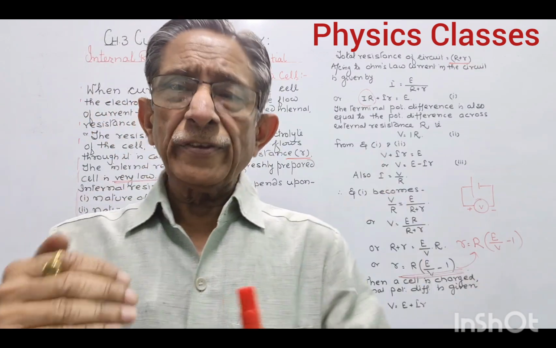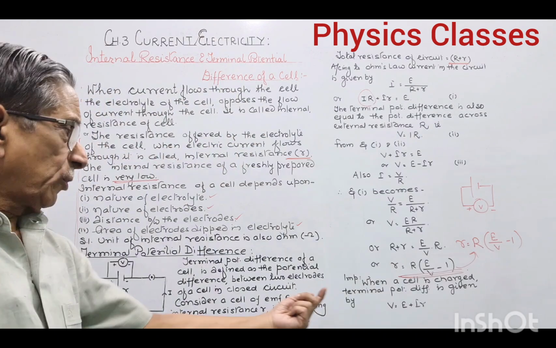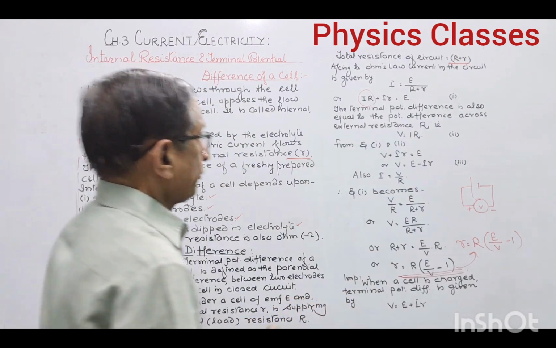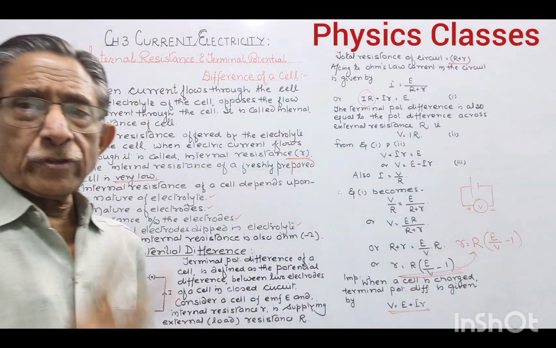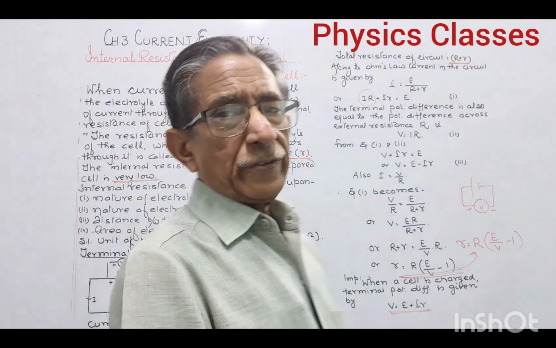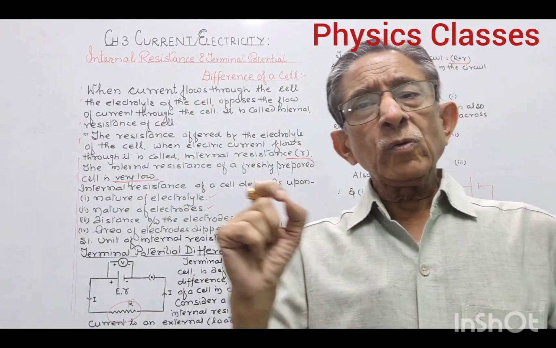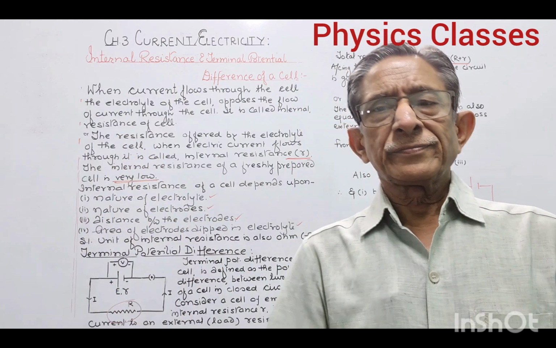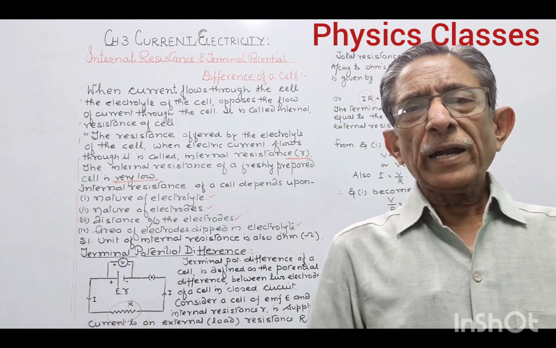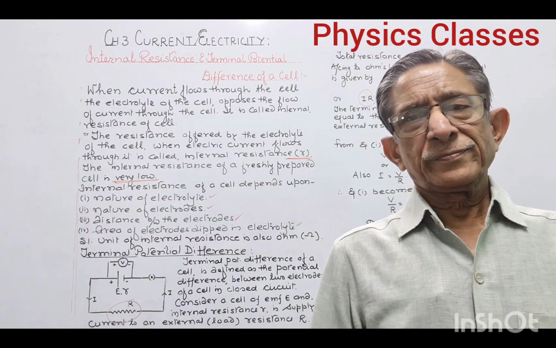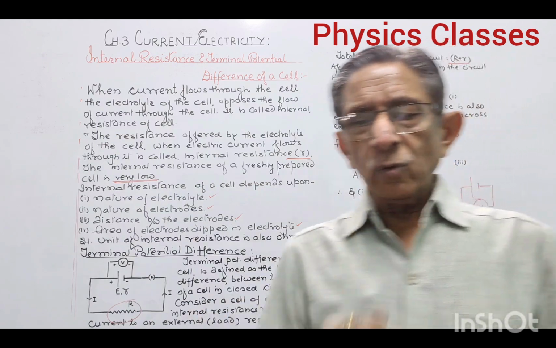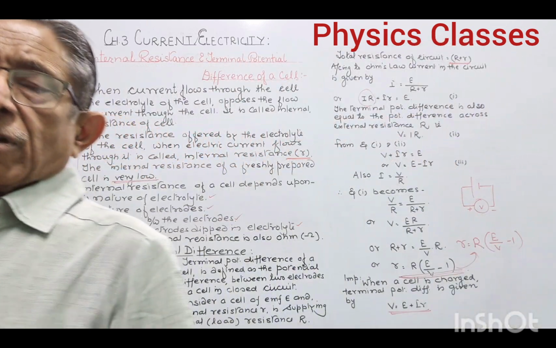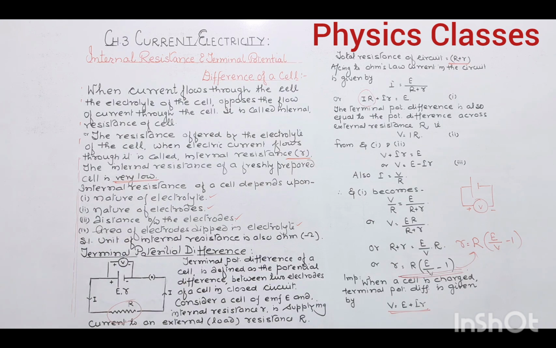So during charging, we shall use the equation V is equal to E plus Ir. So these are very important relations. V equal to E minus Ir when a cell or battery is discharged, and when a battery is charged, then we use the equation V is equal to E plus Ir.